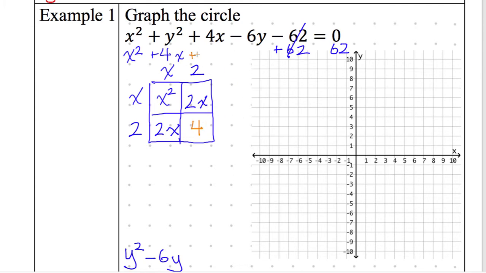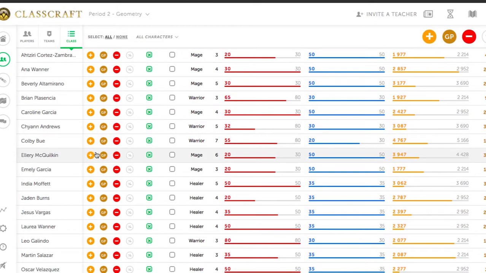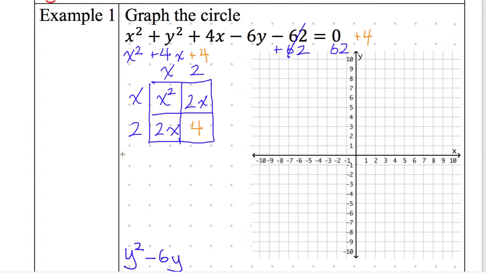4. So I'm adding 4 to the left-hand side, which means I also have to add this to the right side. I could add it under here, but it would get in the way of the graph, so I'm just going to add it and group all these numbers together. Perfect, thank you, Ellery. You have gotten your XP, and you got your marble. We only have maybe 15 marbles left.